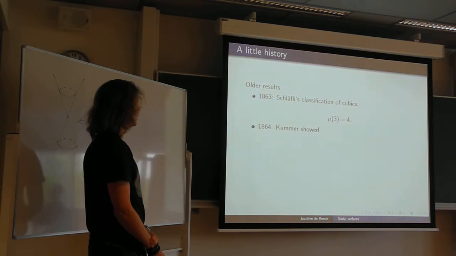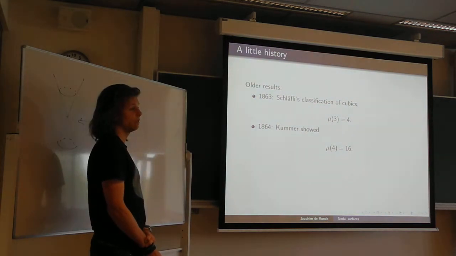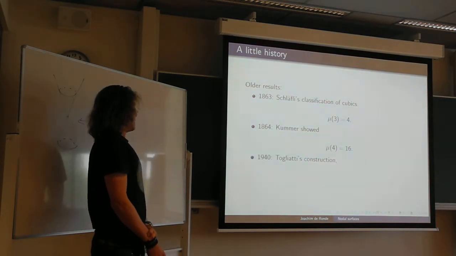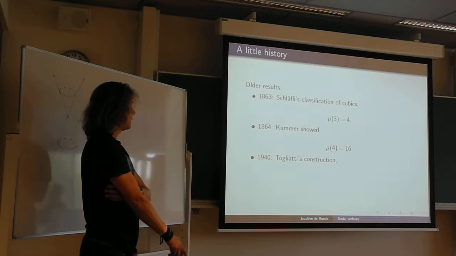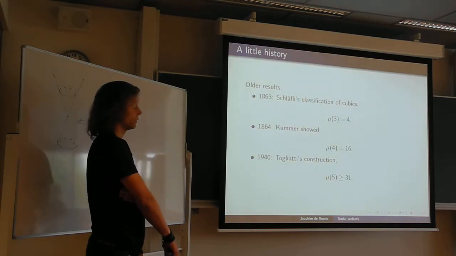A year later, in 1864, Kummer showed that a quartic surface has at most 16 nodes. He did not classify all quartic surfaces; that was done in 1905, if I'm not mistaken, by Jessop. But he did find already that a quartic surface possesses at most 16 nodes. So there's no surface having more than 16, and there is a surface having 16 nodes. Quite a few years later, Togliatti, an Italian geometer, constructed a quintic surface with 31 nodes. It was, however, at that time unknown if a quintic surface with more than 31 nodes existed.